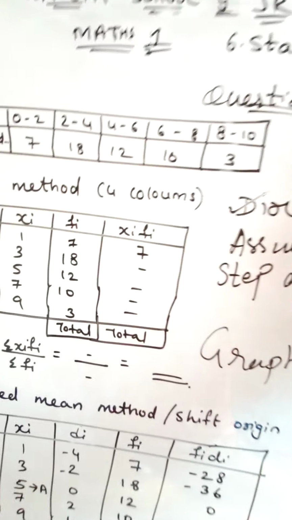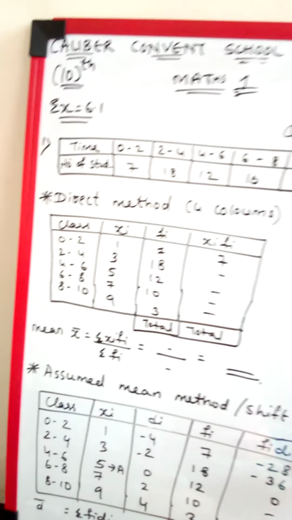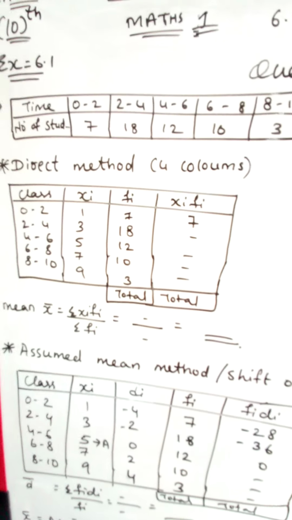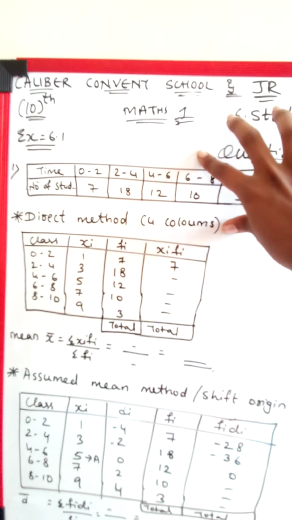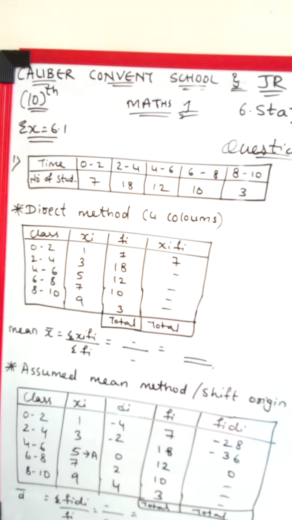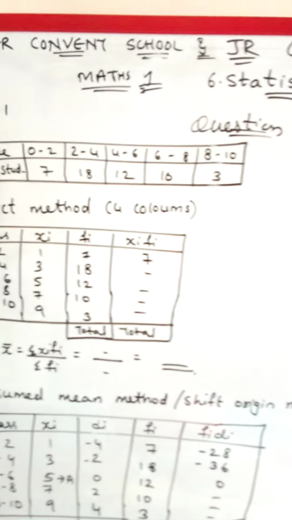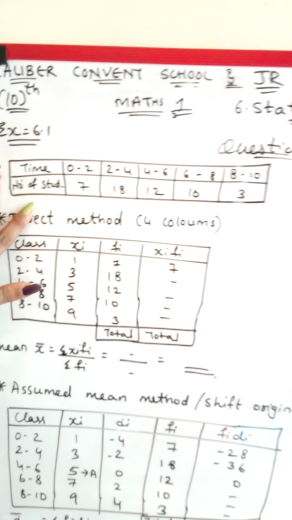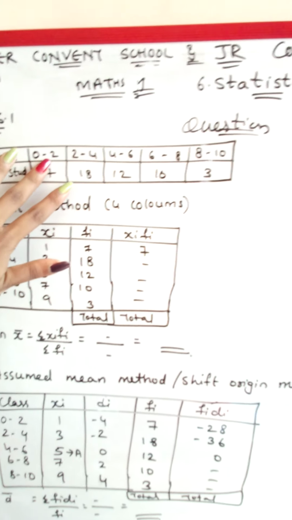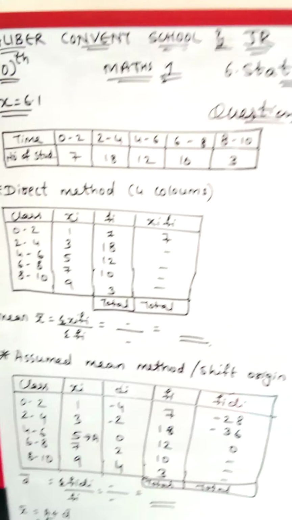Now students, you have to solve your sum in the direct method, step deviation method and assumed mean method. This is your question. Time is given to you and number of students is given to you. Time is 0 to 2, 2 to 4. This is your class.